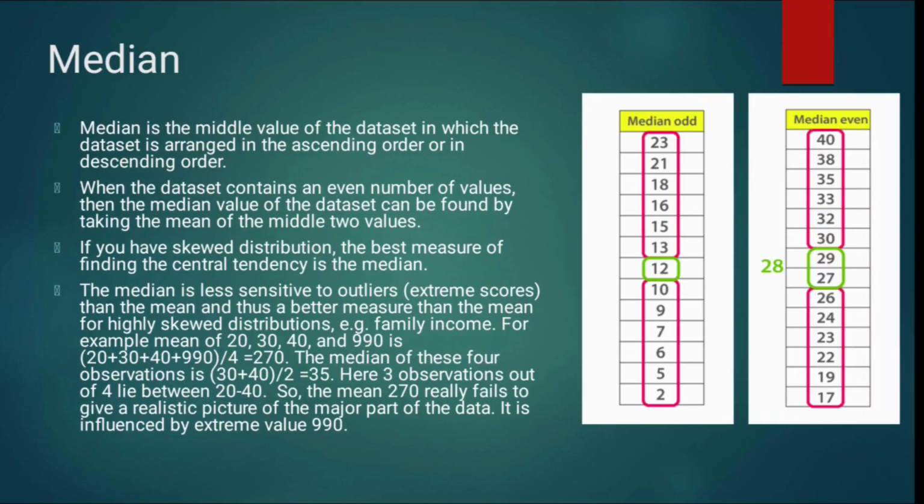Now the median. The median is the middle value of the data set when the data set is arranged in ascending or descending order. When the data set contains an even number of values, then the median of the data set can be found by taking the mean of the middle two values. If you have a skewed distribution, the best measure of central tendency is the median. So on your extreme right corner, you can see the median of odd numbers and the median of even numbers.